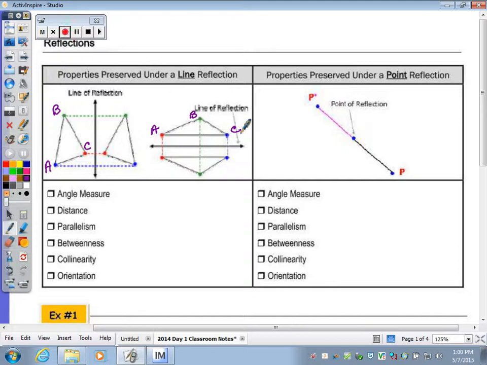So when you label the image, reflecting over the vertical line, here's A prime. You can have more than one prime symbol. It can be double prime, triple prime. But all this is highlighting is that the distance from A to A prime is the same to the line of reflection. So here would be C prime, and here is B prime.